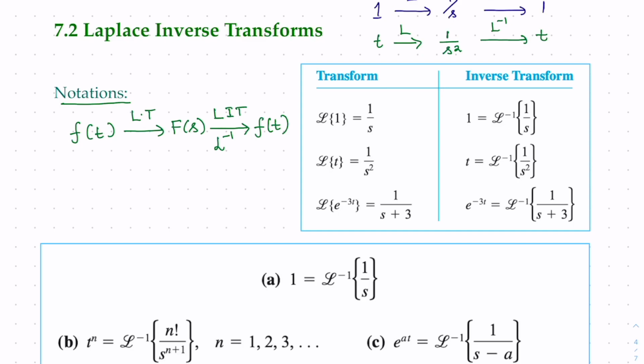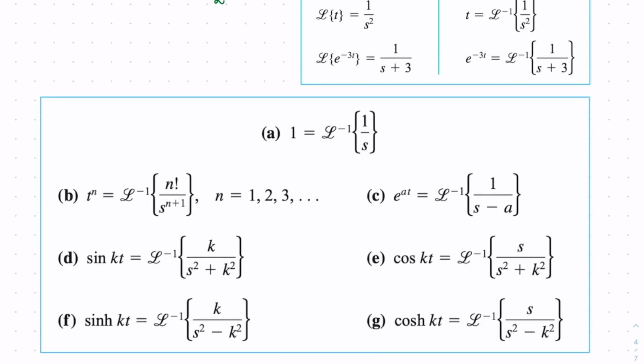All right, having talked about the notations, now let's take a look at some of the basic things. Laplace inverse of 1 over s is 1, and Laplace inverse of 1 over s squared is t, and similarly the Laplace inverse of 1 over s minus 3 would be e to the negative 3t. You need to be a little bit careful in working with them. You will see it in a moment. You have to be careful in terms of how you work with constants. So let's take a look at some of these formulas and see how we work with them.